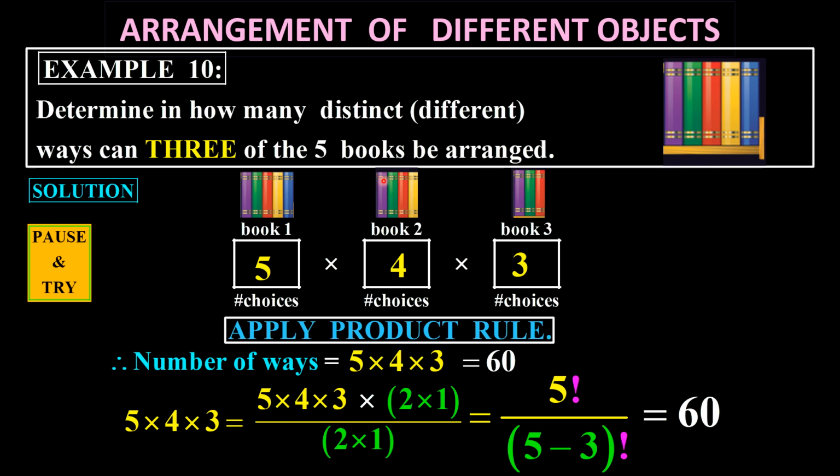Right? So if I had 10 books here, and I want to arrange 4 of them, it will be 10 factorial, and then 10 subtract 4, which will give me 6, and that will give me 6 factorial, right? So you can do exactly the same there. If you change the numbers, you can follow that particular pattern.